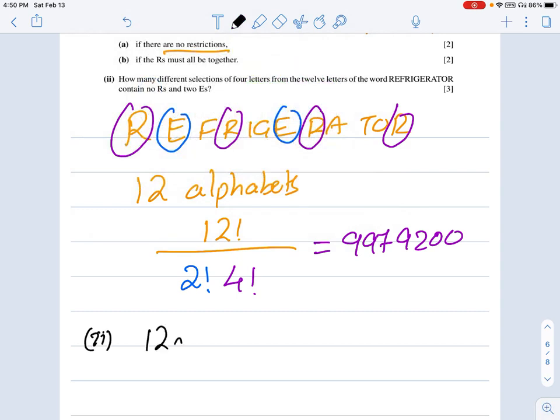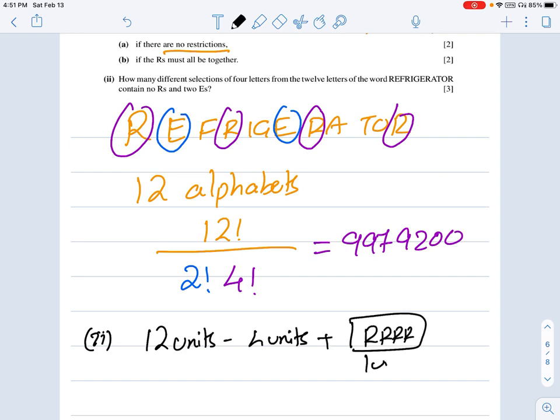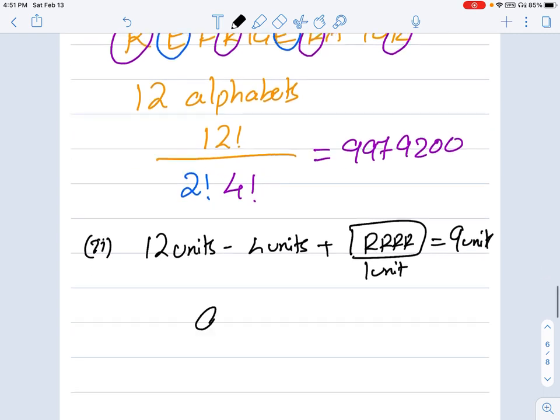So therefore 12 alphabets are there. So what do I have? 12 units. Subtract those 4 units and add all those R's as one bundle, so 1 unit. So it becomes 9 units. This 9 units can be arranged in how many ways?